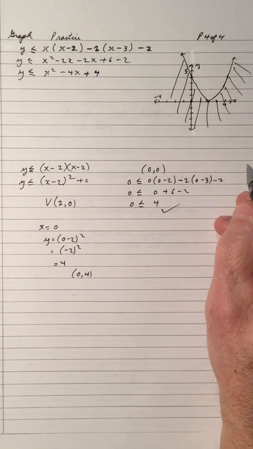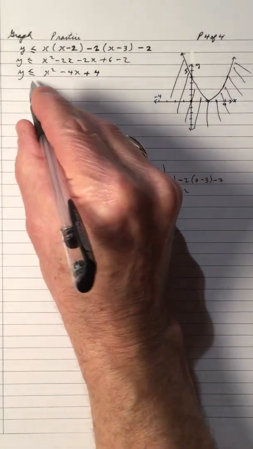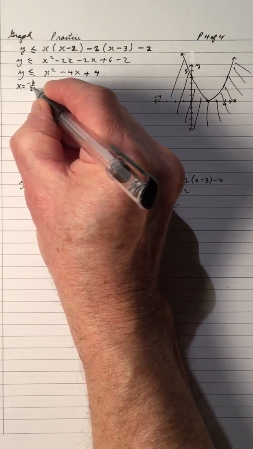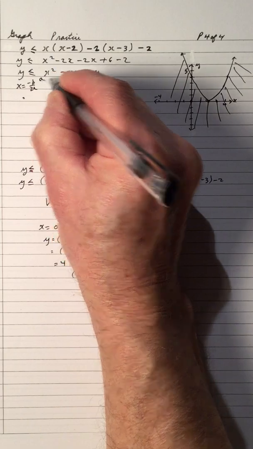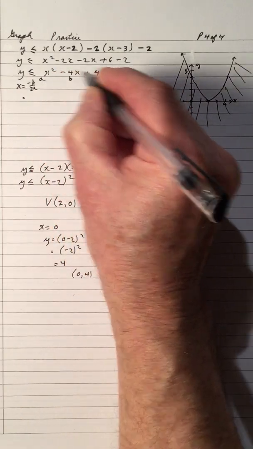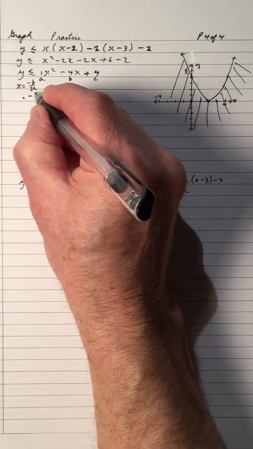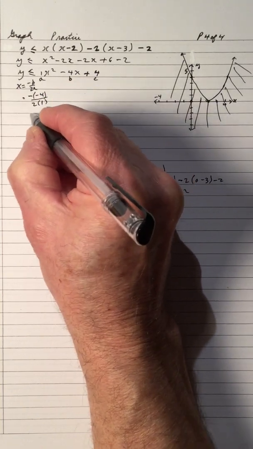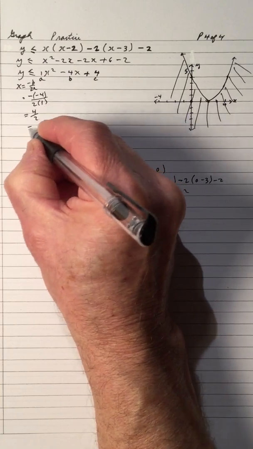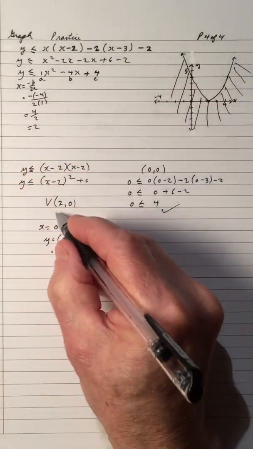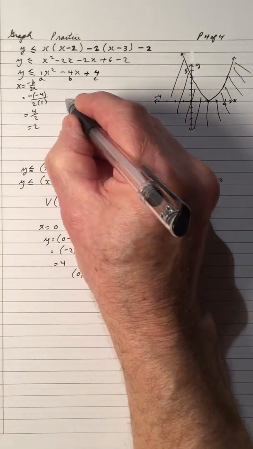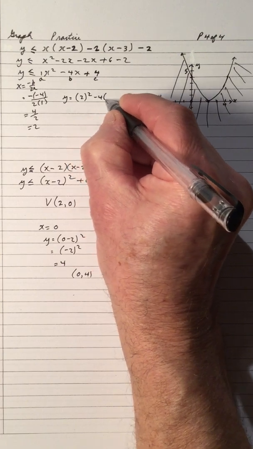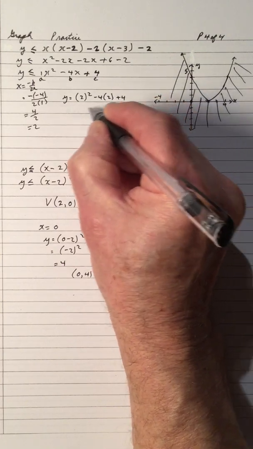Now another way I could have done this is I could have looked at this equation and said x equals negative b over 2a. A is 1, b is negative 4, c is 4. So I have the negative of negative 4 over 2 times a, which is 1. So that's 4 over 2, which is 2. So x is 2, perfect. And now I sub that in.